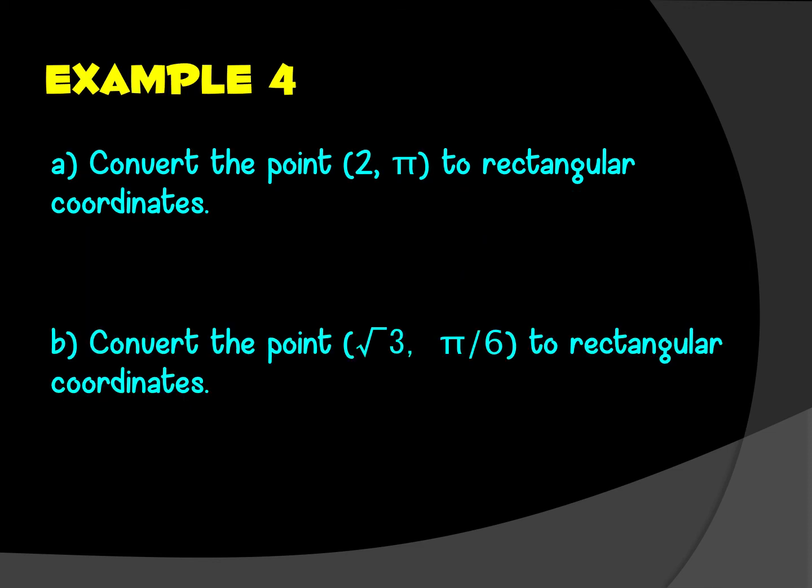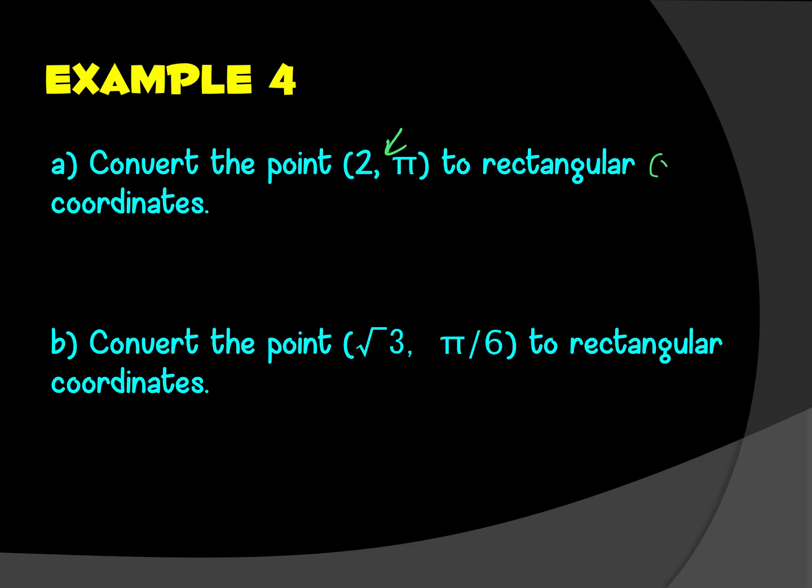All right, so A says, convert the point 2, pi to rectangular coordinates. So you'll either see it look like this, where it says specifically "to rectangular," so I know this starts polar, or it will say r comma theta equals 2, pi, convert it. And you'll know that you have to convert it to rectangular.